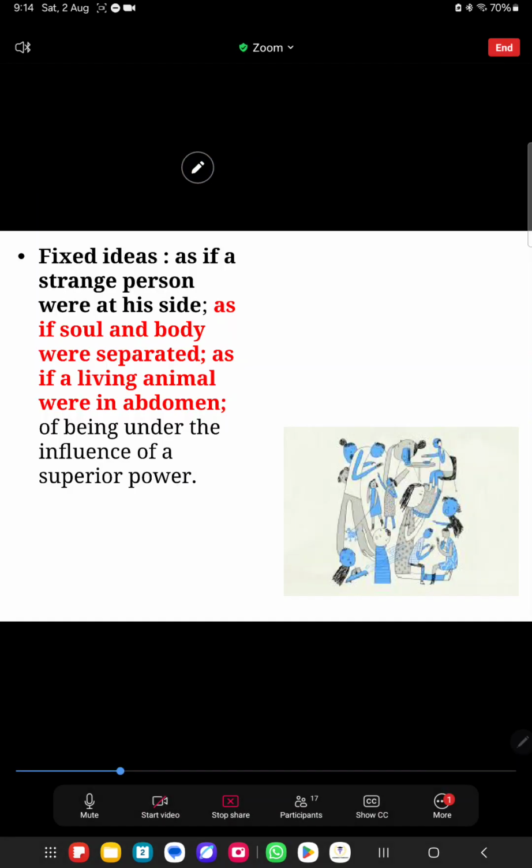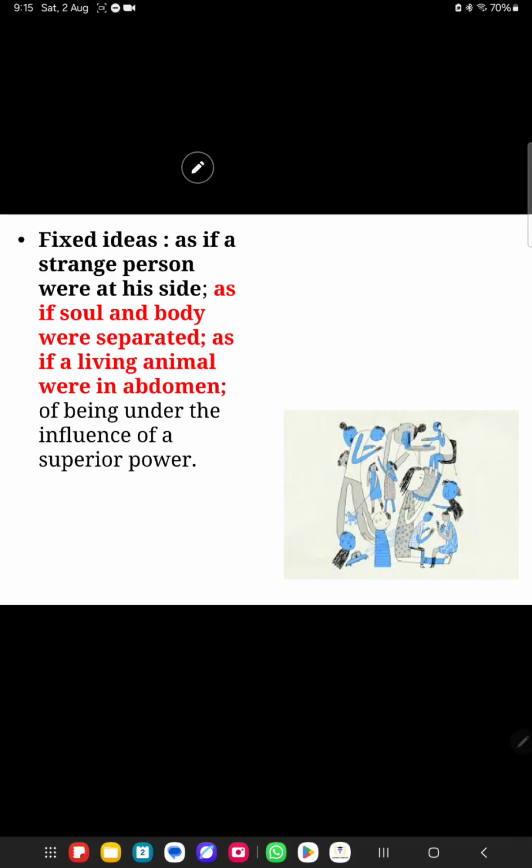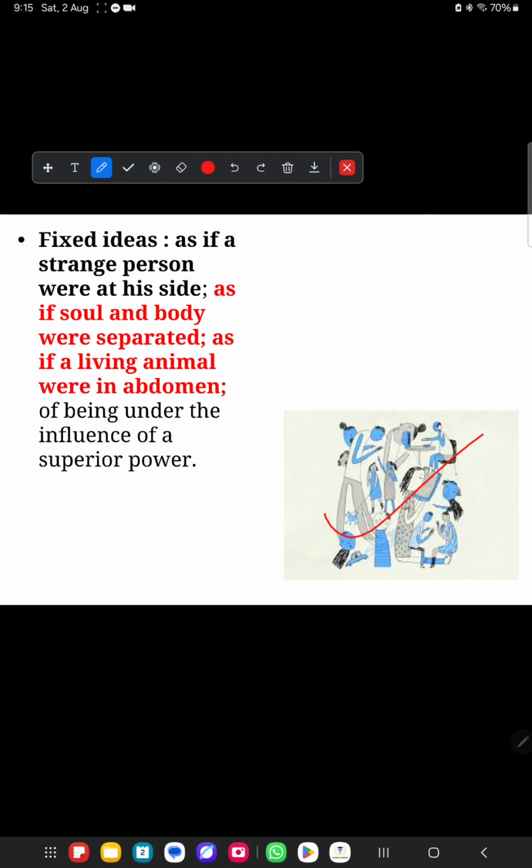Fixed ideas: as if a strange person were at his side, as if soul and body were separated, as if a living animal were in the abdomen, or being under the influence of a superior power. You can see the patient is coming to you thinking that someone is standing beside me, someone is sleeping beside me, and that some superior power is there. He feels that his body parts are separated from the body, like the hand is here and the legs are there.